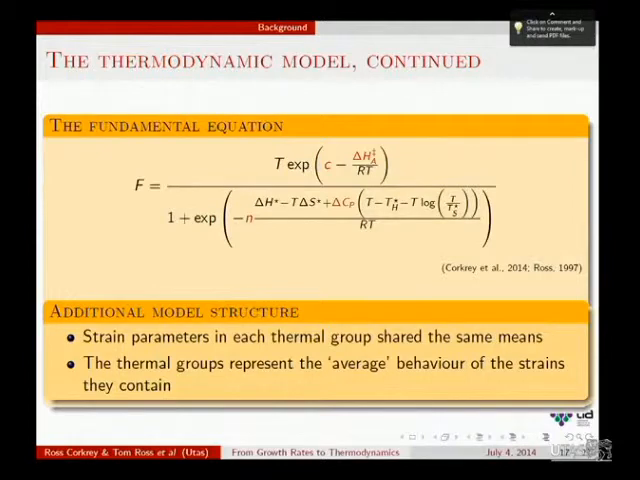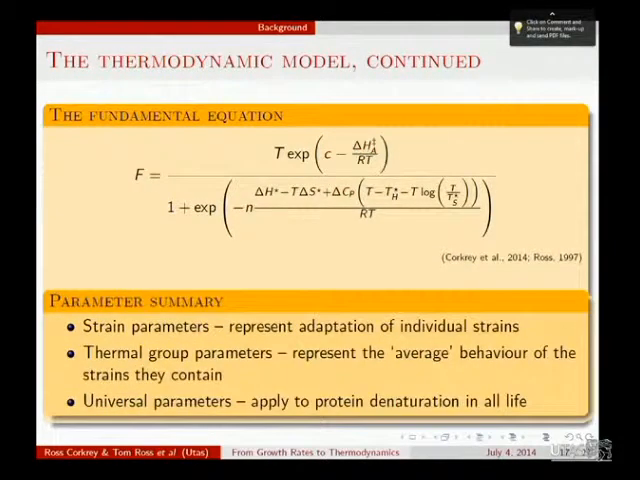These 5 thermal groups were assigned their own set of parameters, just like the strains are assigned their own parameters, the same parameters, in fact. It's convenient to think of the thermal groups now as representing the average behavior of the strains they contain. So we now have 3 sets of parameters. We've got strain parameters, 1 set per strain, the thermal group parameters, 1 set per thermal group, which are the same parameters as it turns out, and the universal parameters which apply to everything.